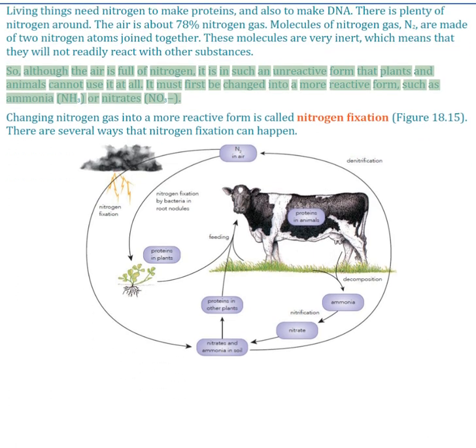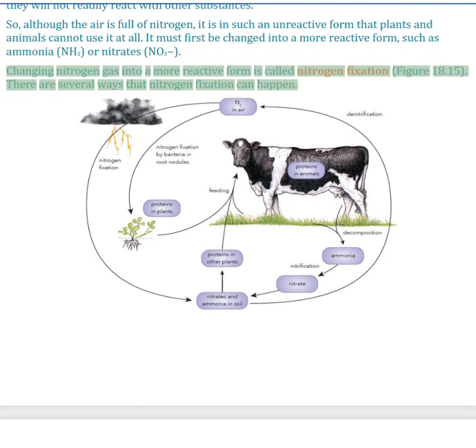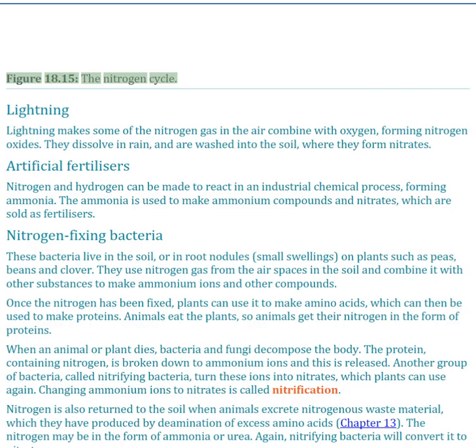So, although the air is full of nitrogen, it is in such an unreactive form that plants and animals cannot use it at all. It must first be changed into a more reactive form, such as ammonia or nitrates. Changing nitrogen gas into a more reactive form is called nitrogen fixation. There are several ways that nitrogen fixation can happen. Figure 18.15, the nitrogen cycle.